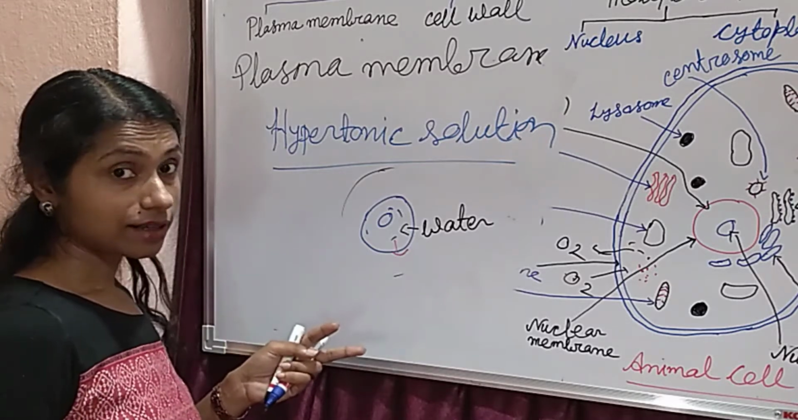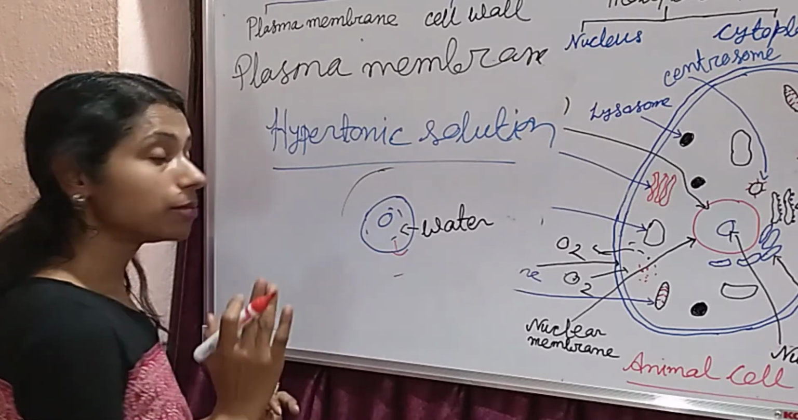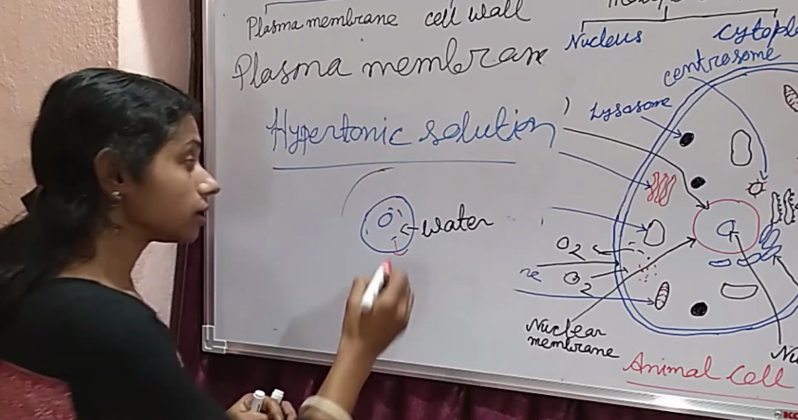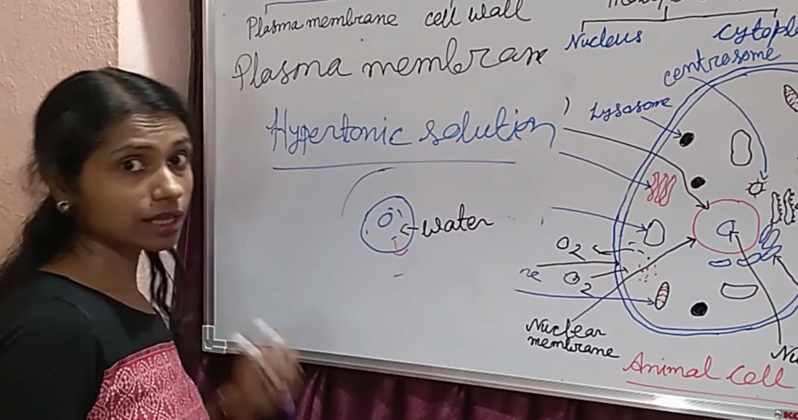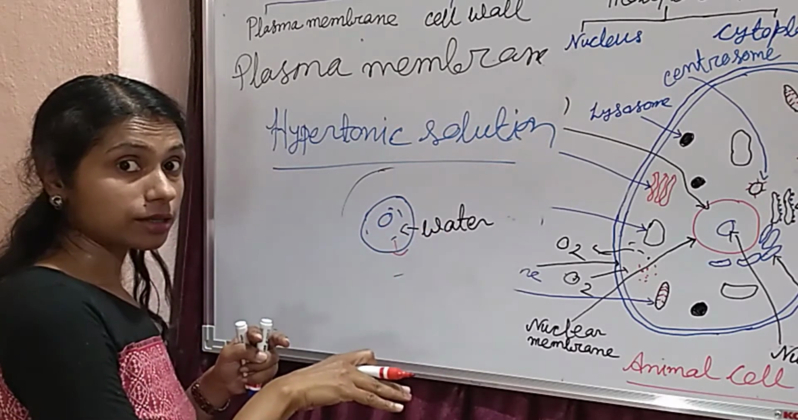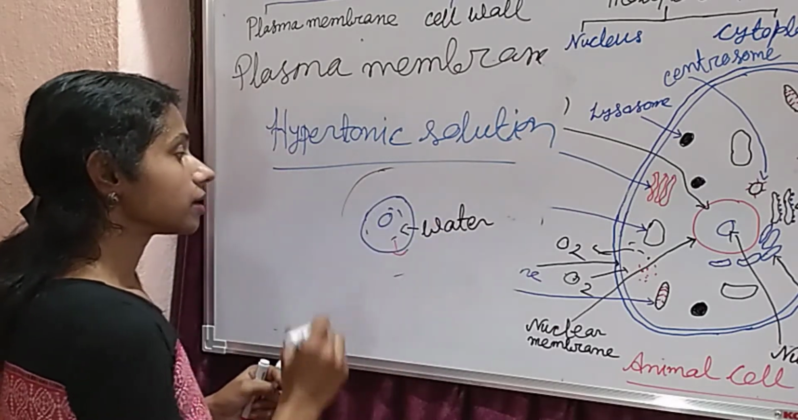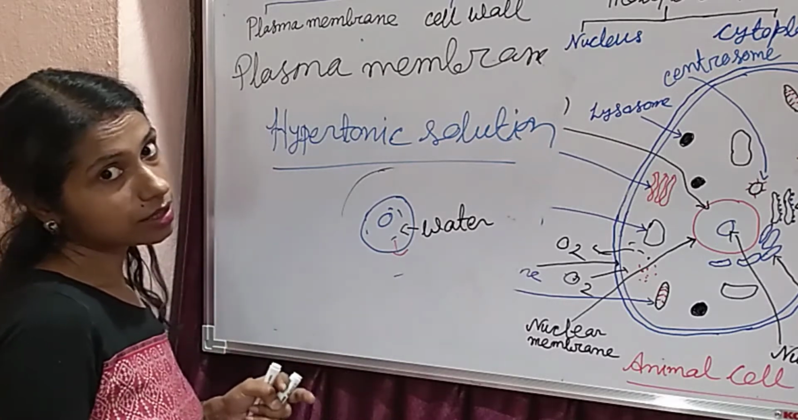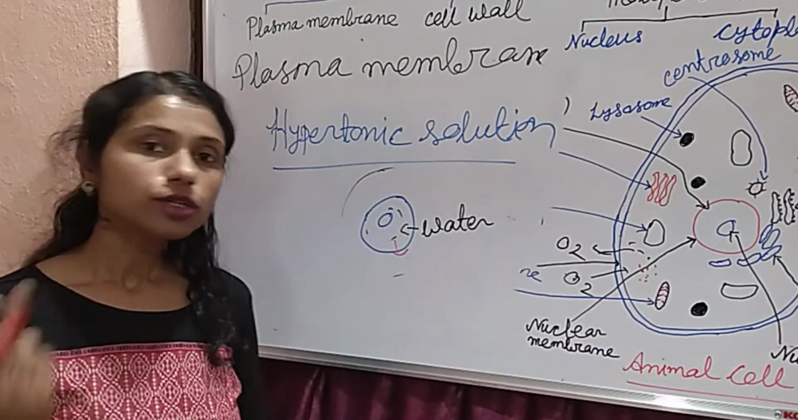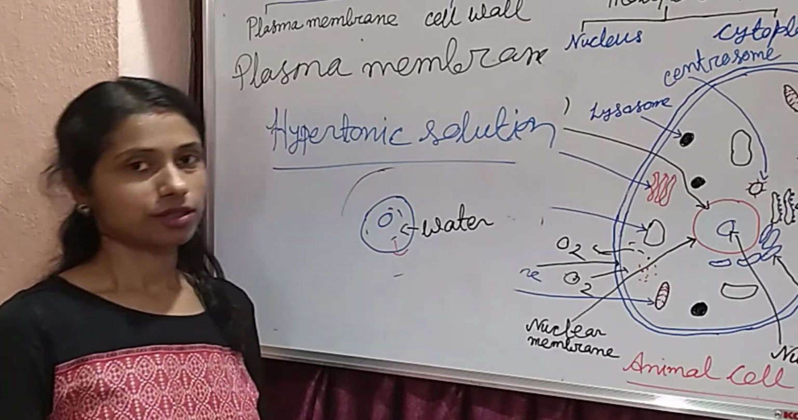But as I said, water can pass both sides, inside and outside, but it depends upon where the concentration is more. In this case of hypertonic solution, the concentration is more here inside the cell. So the water will give a pressure on the plasma membrane and it will come out, because in the outside medium the water concentration is less. So water will come out of the cell. Okay. So unicellular freshwater organisms and plant cells take in water by this osmosis process.